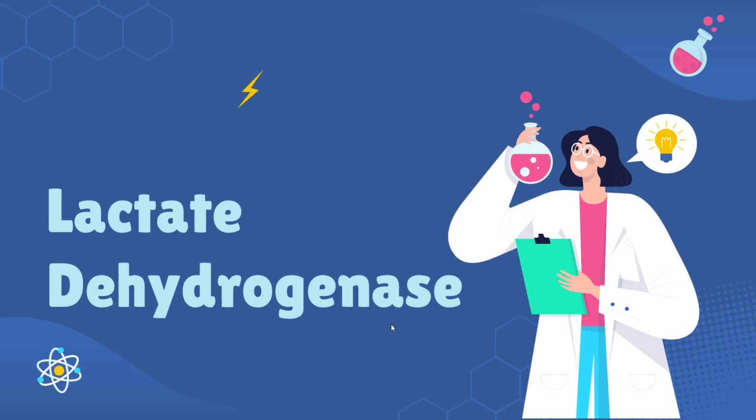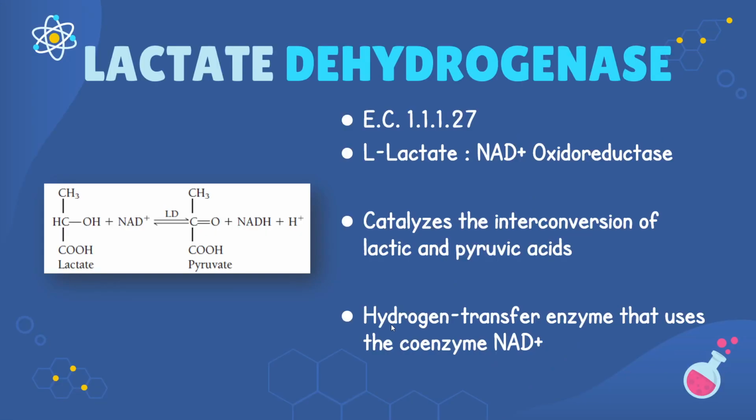So to begin with, we will start with lactate dehydrogenase. The EC number of lactate dehydrogenase is 1.1.1.27. Since the first digit of the EC number is 1, that means it's under the classification of enzyme which is oxidoreductase. That classification can be found in the systematic name. The systematic name of lactate dehydrogenase is L-lactate NAD plus oxidoreductase.